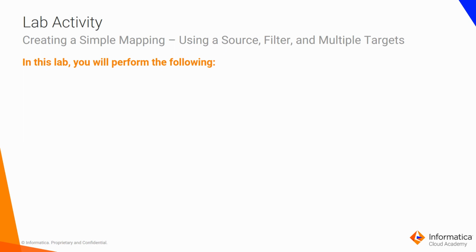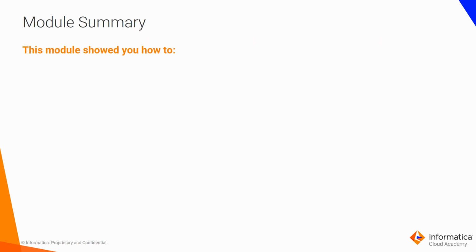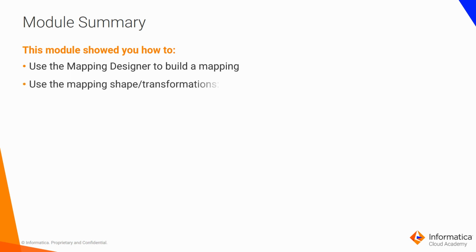There is only one lab for this module. In this lab, you will build and run a simple mapping using a source, a filter, and multiple targets. This concludes Module 11. This module showed you how to use the Mapping Designer to build a mapping, use mapping shapes or transformations like source, target, filter, etc., and validate and run a mapping.